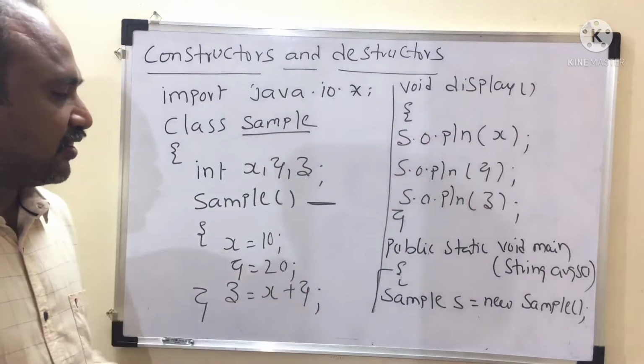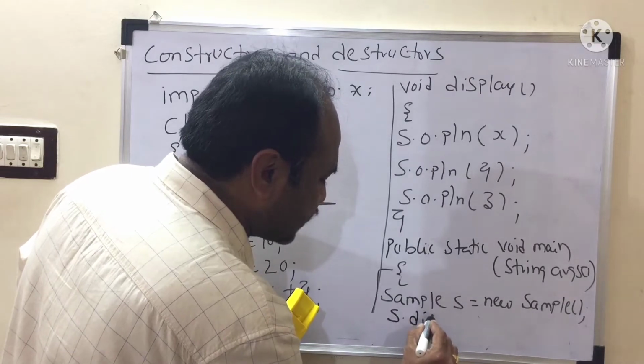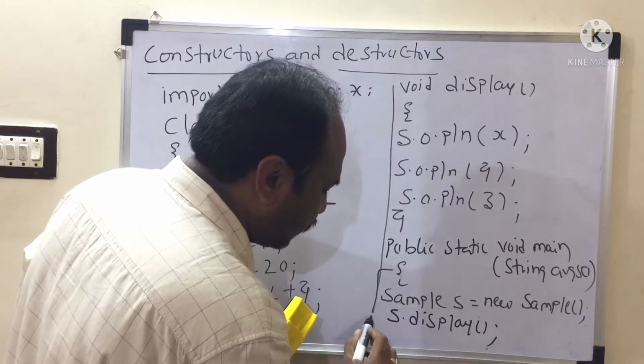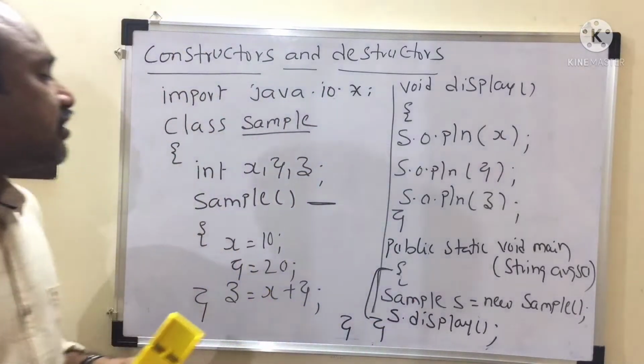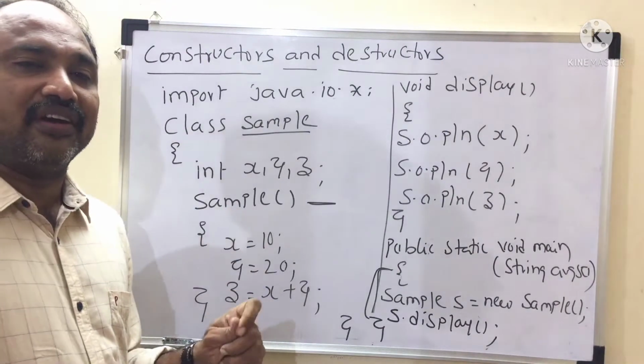But this is not a constructor. We have to call it explicitly, s dot display. Okay, this is main close, class close. Sir, why are you not calling sample? That is the advantage of the constructor.